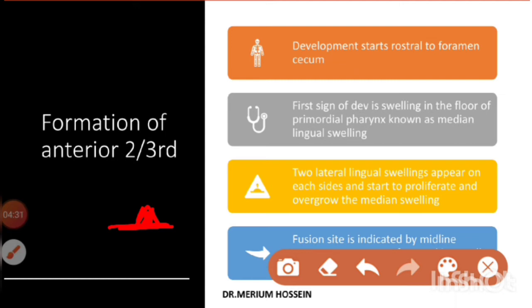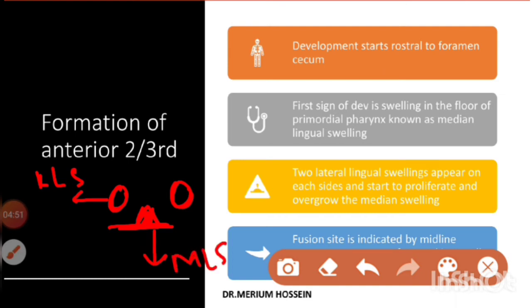Now what happens is that two lateral swellings start to develop on the sides of the median swelling, and these two lateral swellings are known as lateral lingual swellings, and this swelling is known as the median lingual swelling. Now these two swellings start to overgrow the median lingual swelling and they meet in the midline.